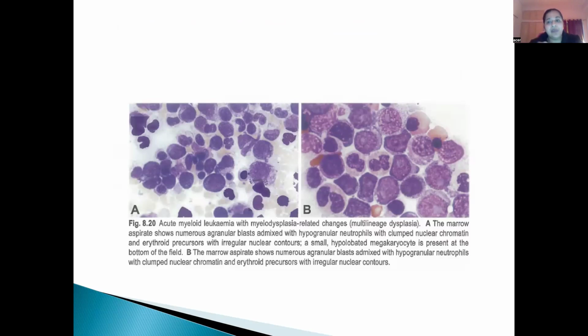So you have to make a lineage, a megakaryocytic lineage. So in all the three lineages, there will be myelodysplasia related changes. That is why it is called multilineage dysplasia. So basically, there will be hypogranular neutrophils with clumped nuclear chromatin. There will be erythroid precursors with irregular nuclear contours, and megakaryocytes present.